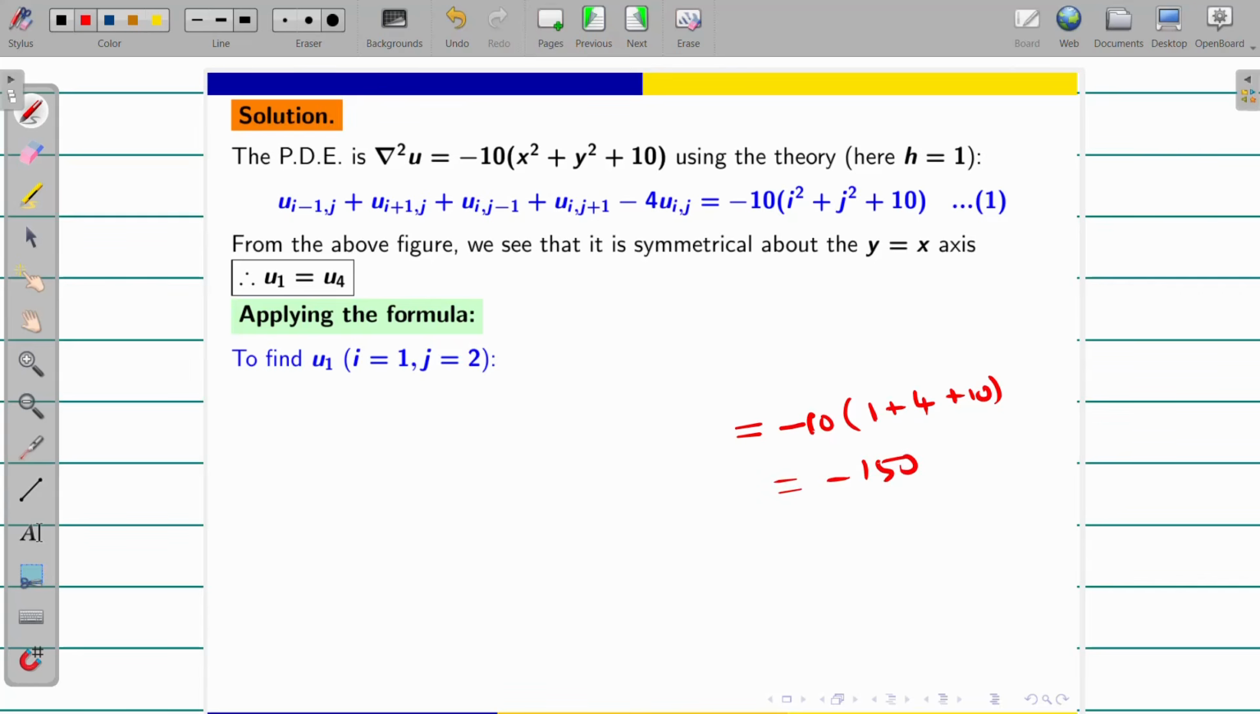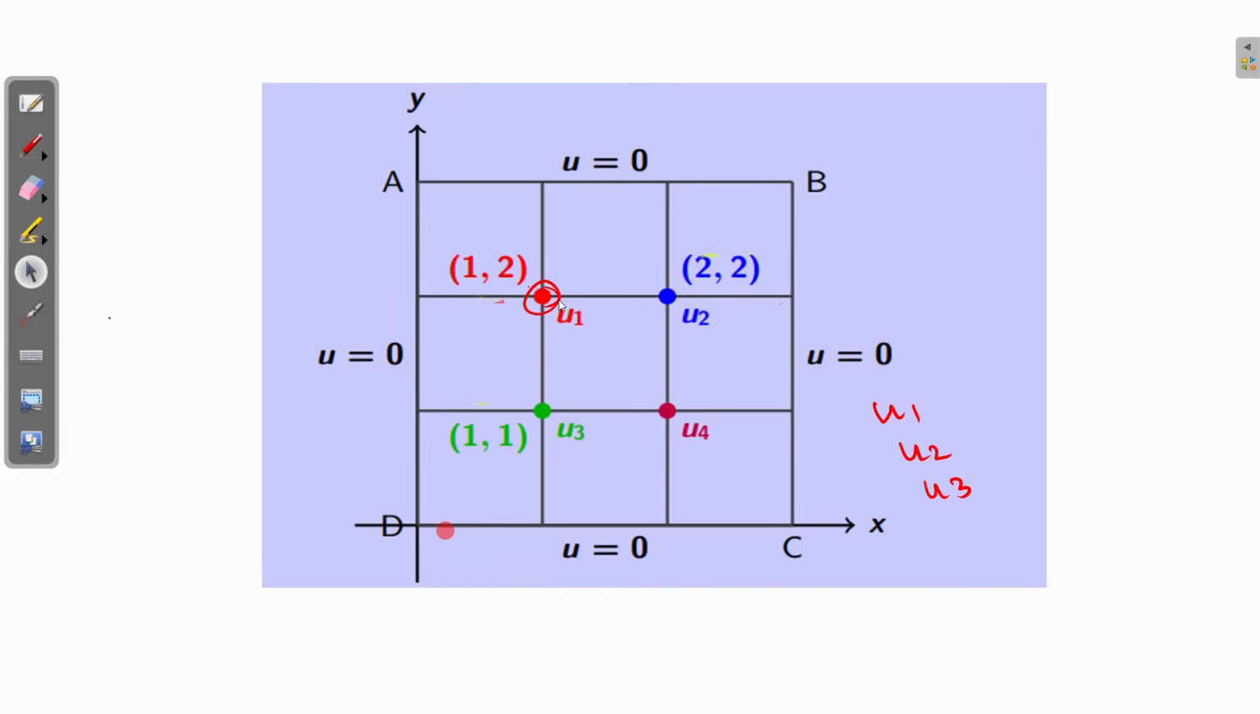What about the left hand side? I will explain it now. Just listen very carefully. We are going to find U1. As I told you already, it looks like the standard 5-point formula on the left hand side. I have to find the U1 value, this value. For the standard 5-point formula, it is the average of this plus this plus this by 4, but here it is minus 4U1. So what will be the left hand side?